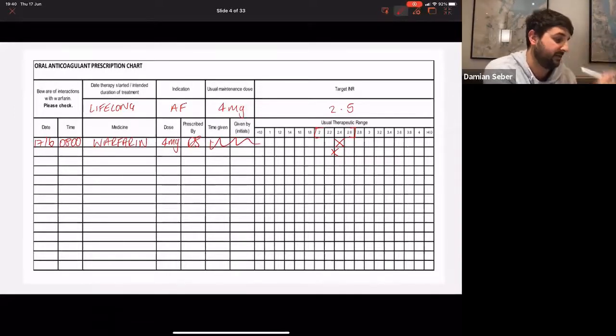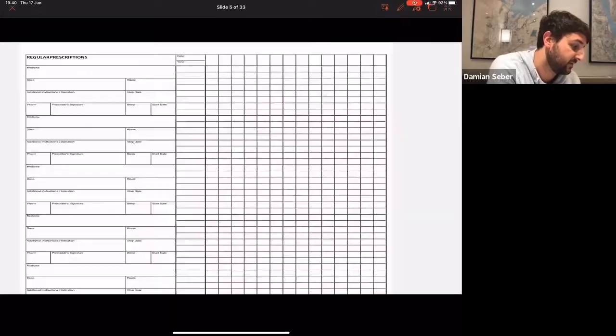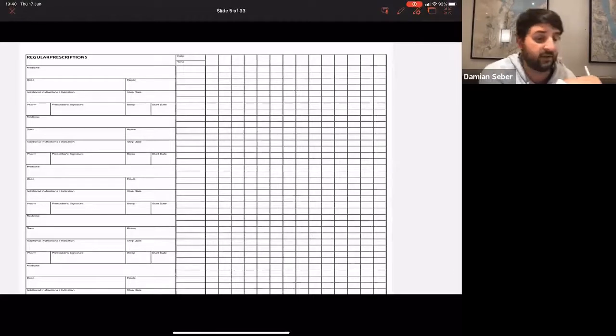And then you also need to make sure you prescribe it on the regular medications, which is the next bit. There we go. So you'd also have to prescribe warfarin on this chart as well. And where it says dose, you just write C chart, but we'll go over anticoagulants in a minute. I just wanted to show you that anticoagulant chart on the front.